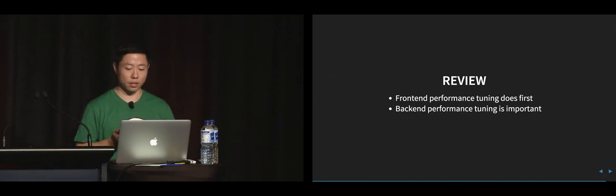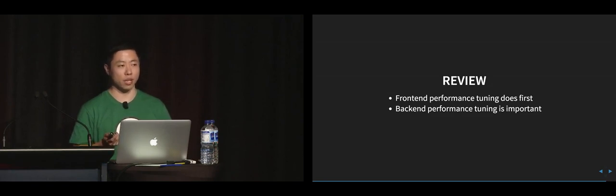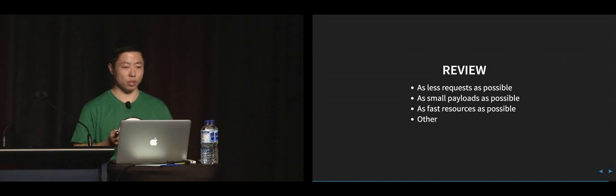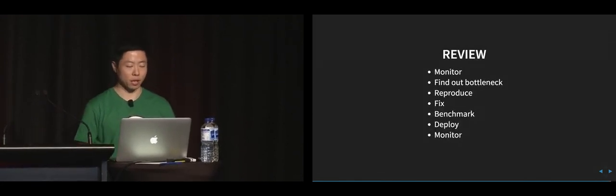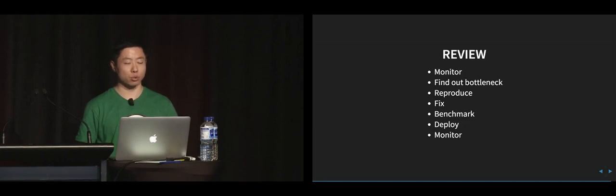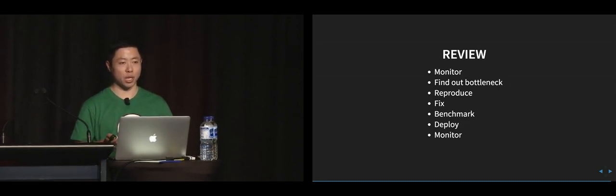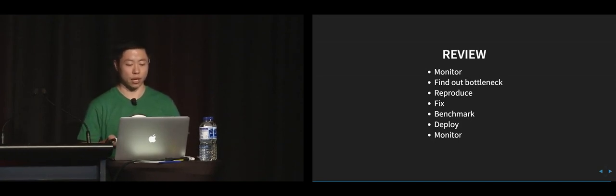Okay, let's do a review. If you see your website is slow, first you should try front-end performance tuning, and keep in mind that back-end performance tuning is important. And when you do performance tuning, try to send as few requests as possible, return as small payloads as possible, and use as fast resources as possible. And there are other tips. On production, you should monitor the performance of your application servers and find the true bottleneck, try to reproduce it locally and fix the performance. Do a benchmark to make sure you really fixed the performance issue, then deploy it on production, and keep monitoring your performance on production.